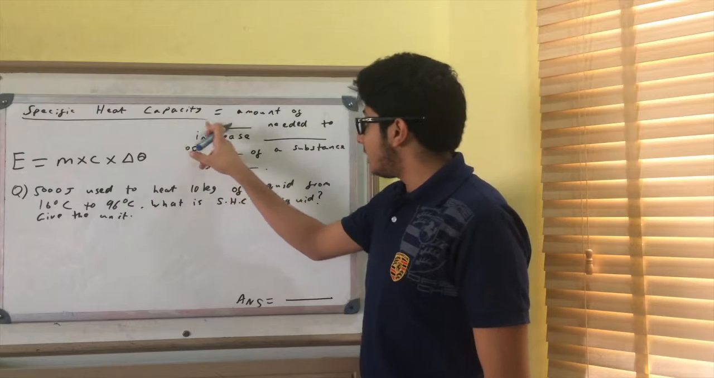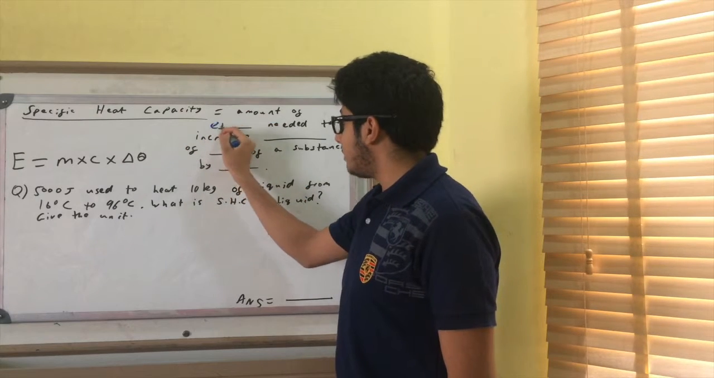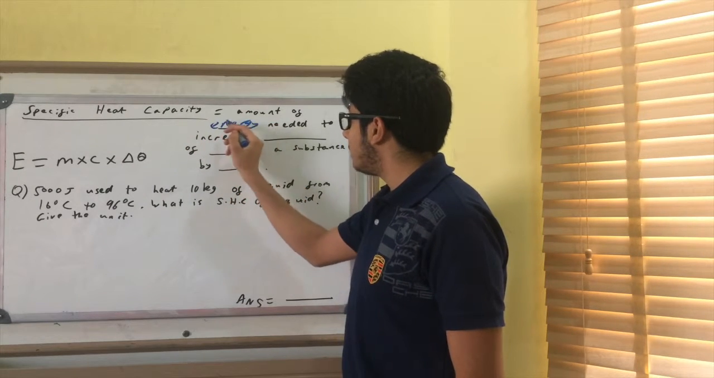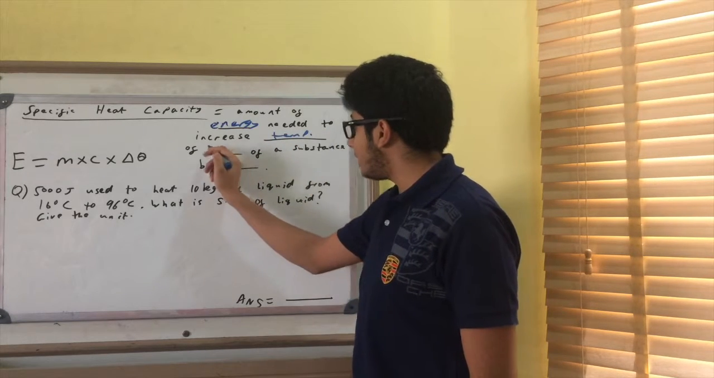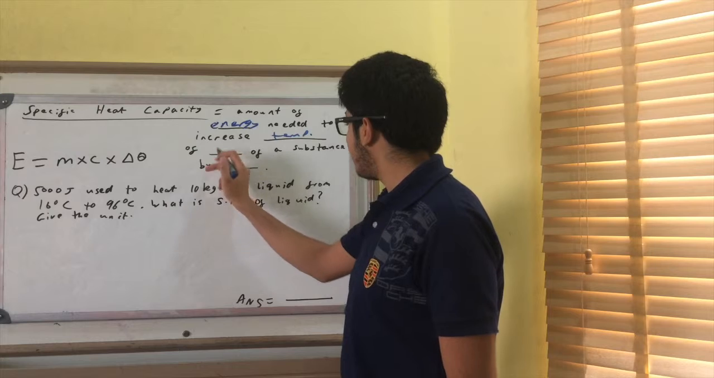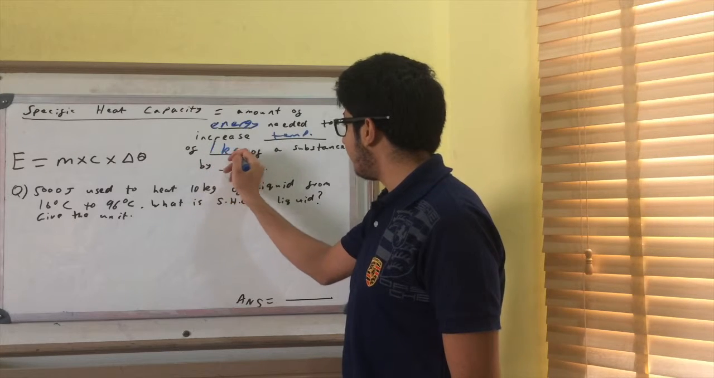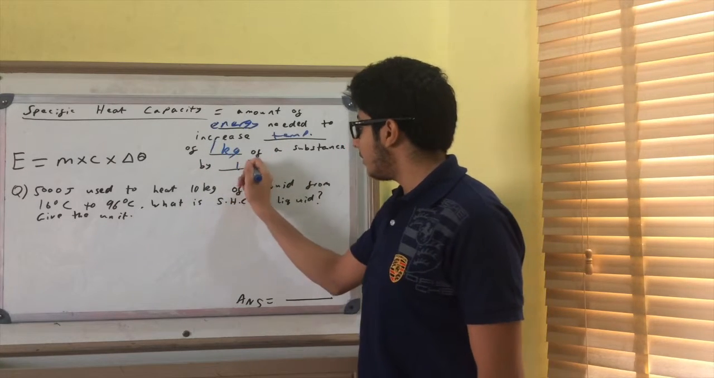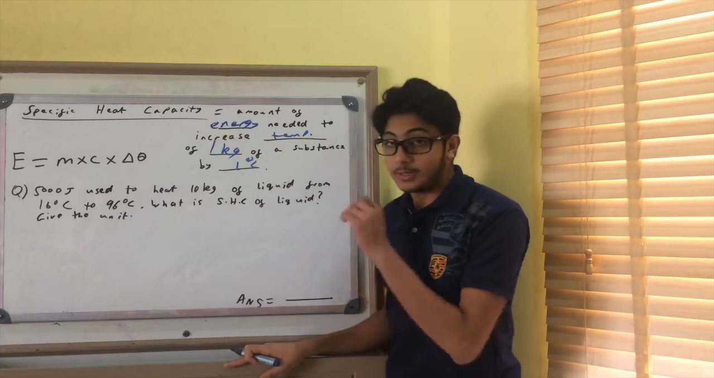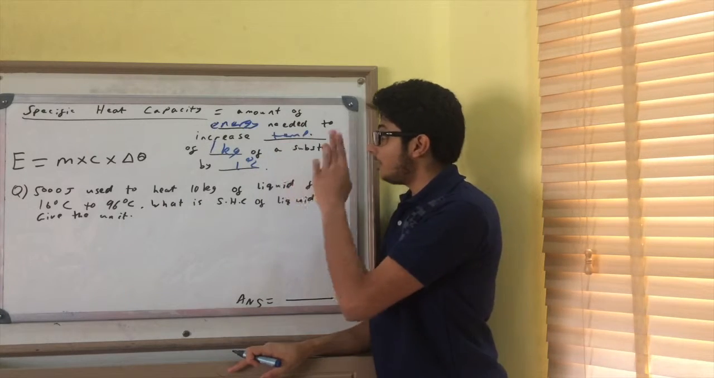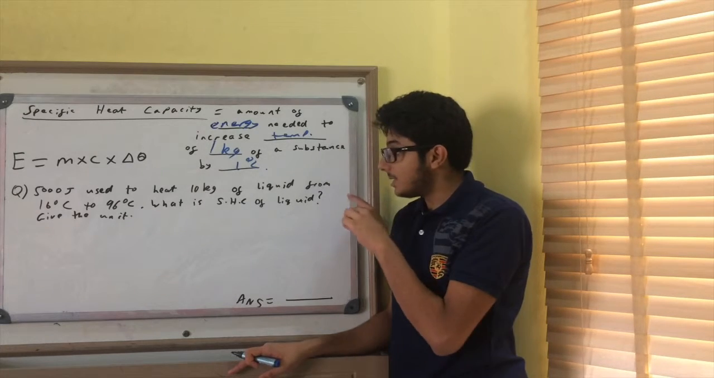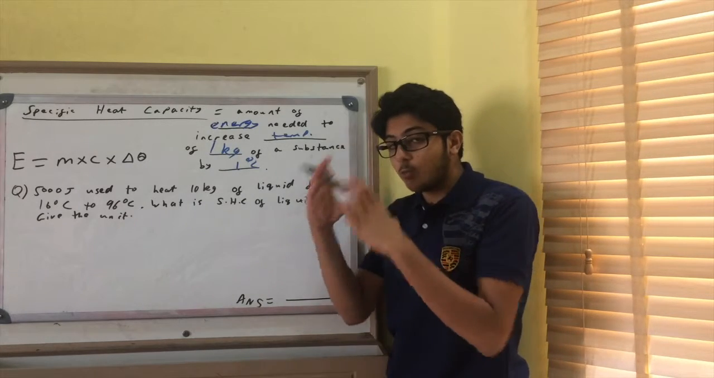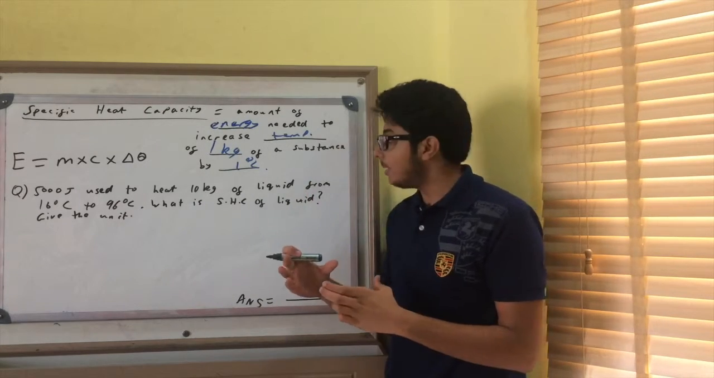Specific heat capacity is the amount of energy needed to increase the temperature of 1 kilogram of a substance by 1 degree Celsius. Okay, and you need to know this definition: the amount of energy needed to increase the temperature of a substance which weighs 1 kilogram by 1 degree Celsius.